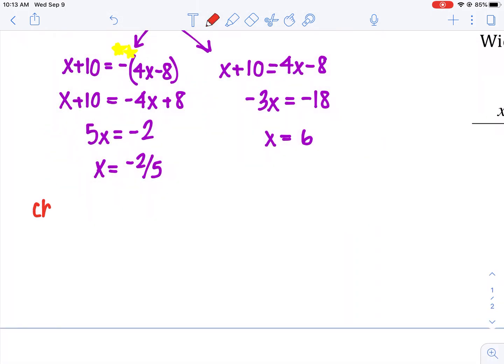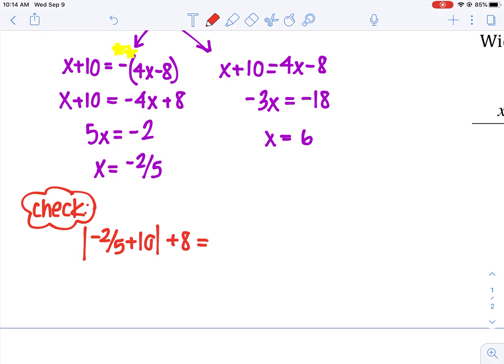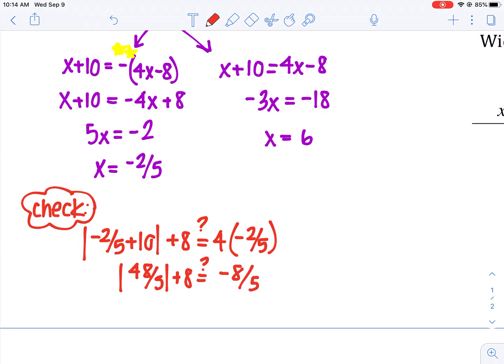Now I have to do my check step. Let's plug in both answers. First one, again, into the original. Negative 2/5 plus 10 plus 8. Does that equal 4 times negative 2/5? Okay, so I'm getting here negative 2/5 plus 10 would be 48/5. Does it equal negative 8/5?